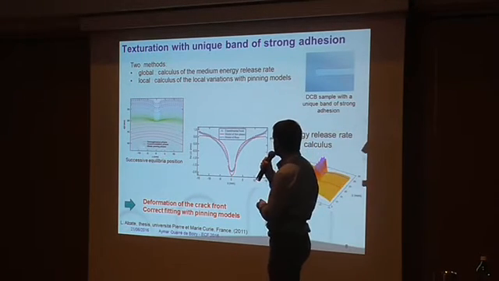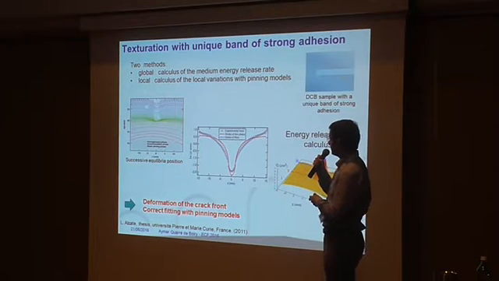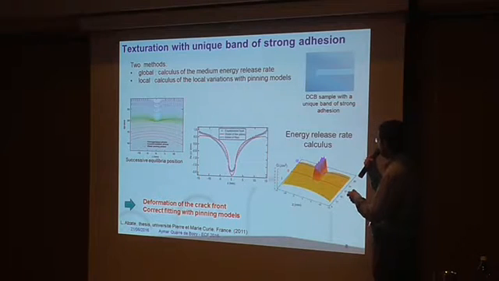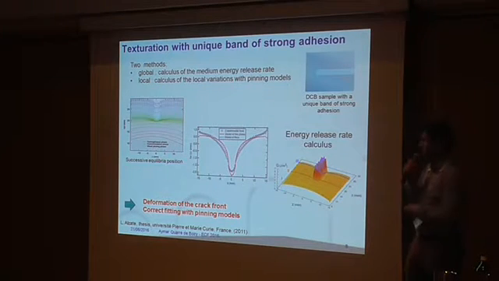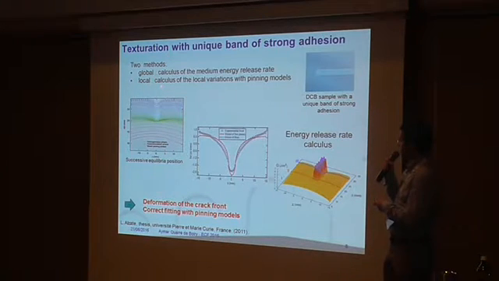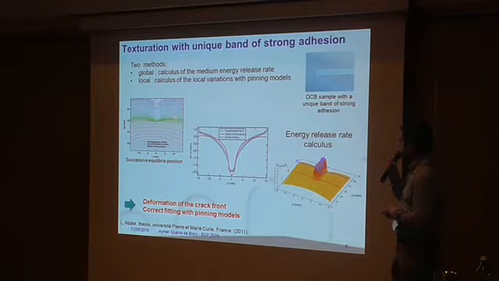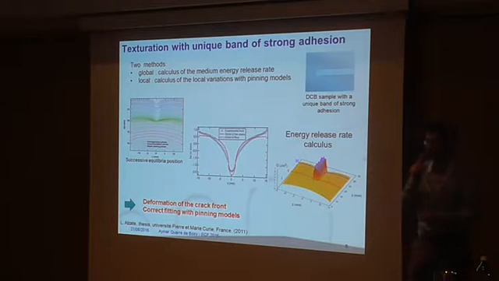We have the successive equilibrium positions. Those positions are equilibria. With the global method of calculation, the energy release rate, we have the mean energy release rate. The local approach can calculate the local variation with pinning models. So we have experimentally this deformation of the crack front, and the fitting with the pinning models is very powerful.